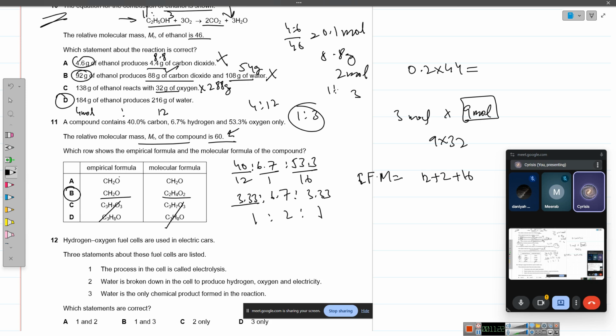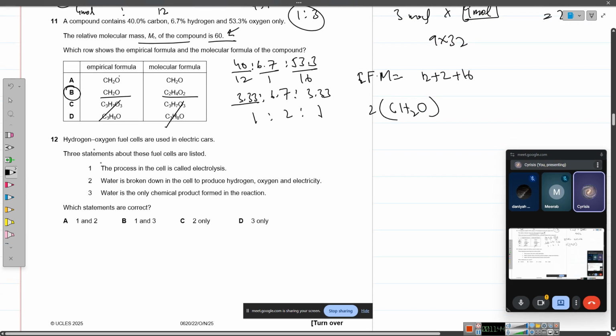That's the empirical formula, and that's going to be the molecular formula because I have to multiply this whole thing by 2, right? Again, this is 60 by 30, right? Molecular formula mass by empirical formula mass. MR over EFM, right? That gives you the multiplier, which you multiply with the empirical formula to find the molecular formula over here. Clarified? Okay.